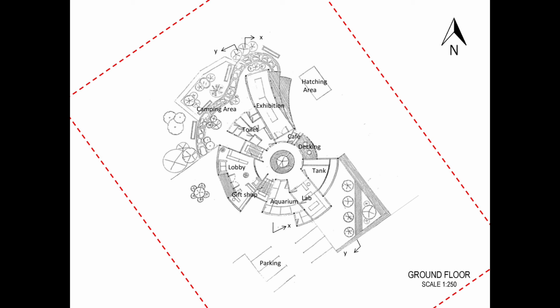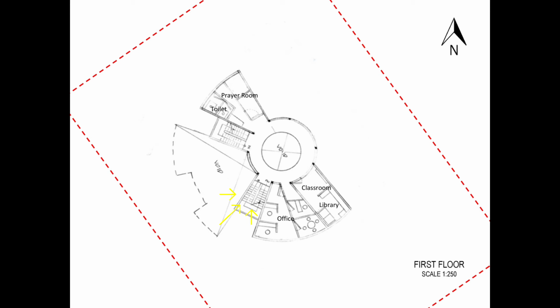And there is a decking and cafe for people who want to eat and rest while looking at the beautiful scenery of the beach. They can also visit the hatchery area from this decking area. People can also enter and go through the exhibition and will meet the toilet before that. There are also 2 stairs to go up, and I made 2 stairs for emergency cases. There is also a camping area outside for people to camp.